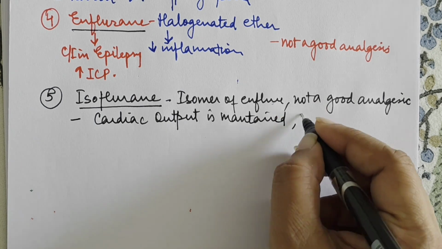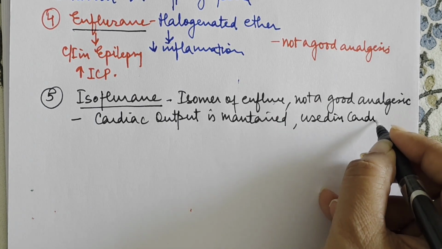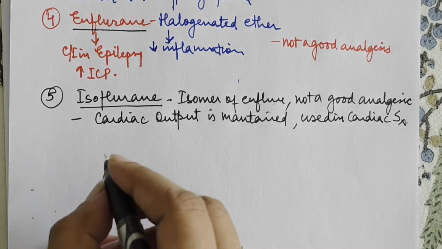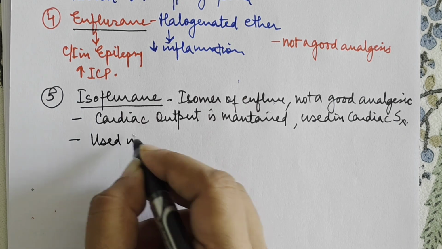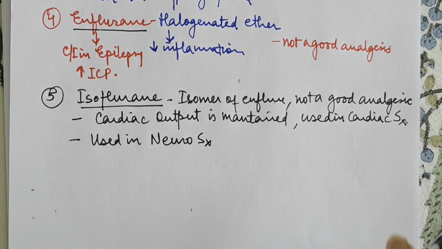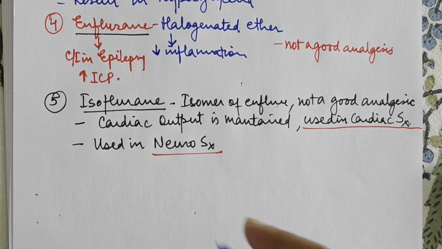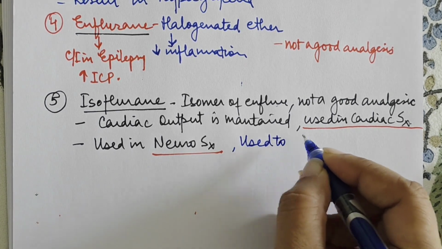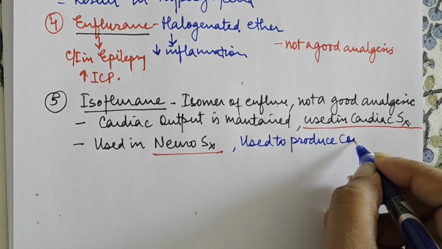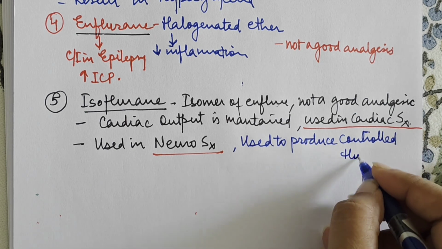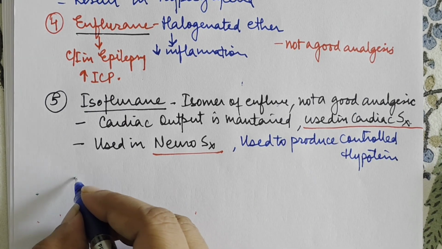So it is used in cardiac surgery, right? Also used in neurosurgery. So this is important. See, it is the drug of choice in cardiac surgery. It is the drug of choice in neurosurgery, right? Then it can be used to produce controlled hypotension because it causes maximum decrease in the blood pressure.